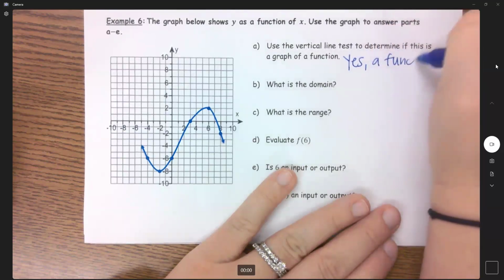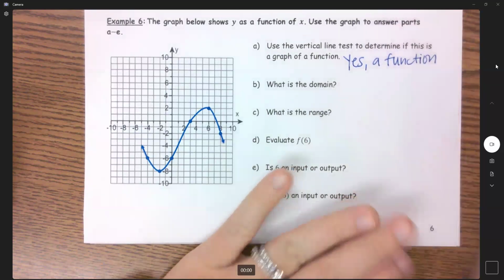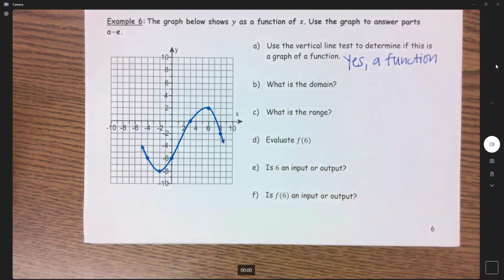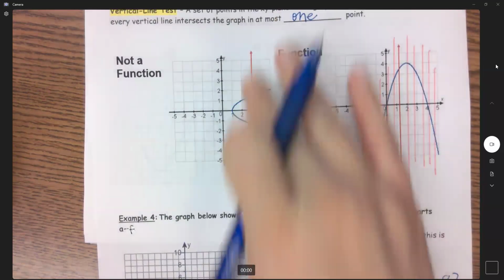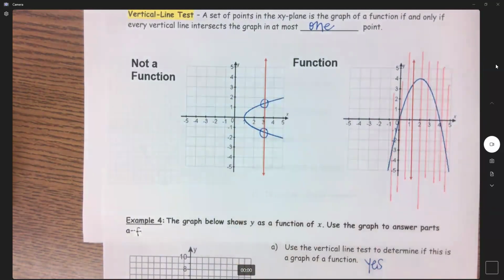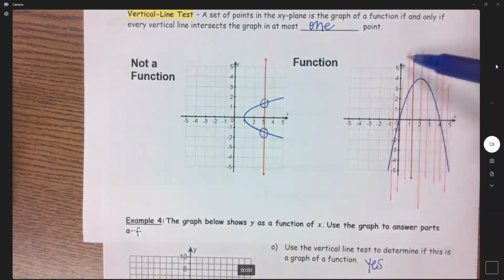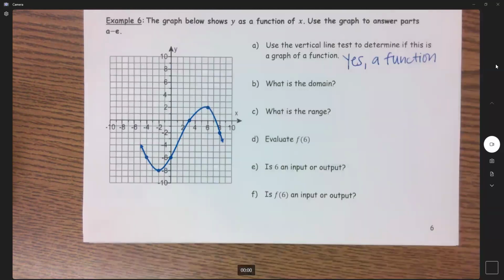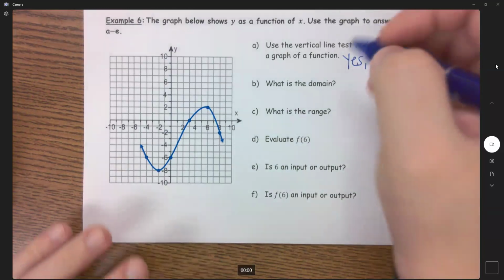So in fact, the only example I have of a graph not being a function is this one right here. So when we can put a vertical line and it hits it twice, that means it's not a function. But if you put vertical lines and it only intersects once, the way all of our examples have been, then yes, it's a function. Okay, what's the domain?